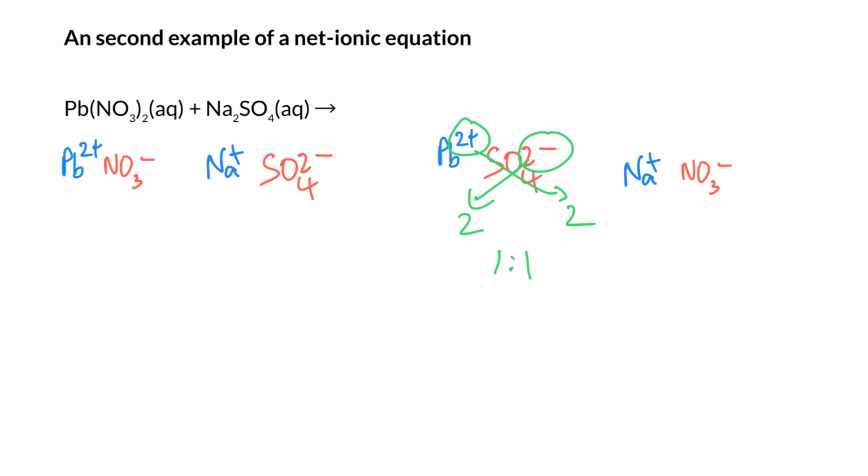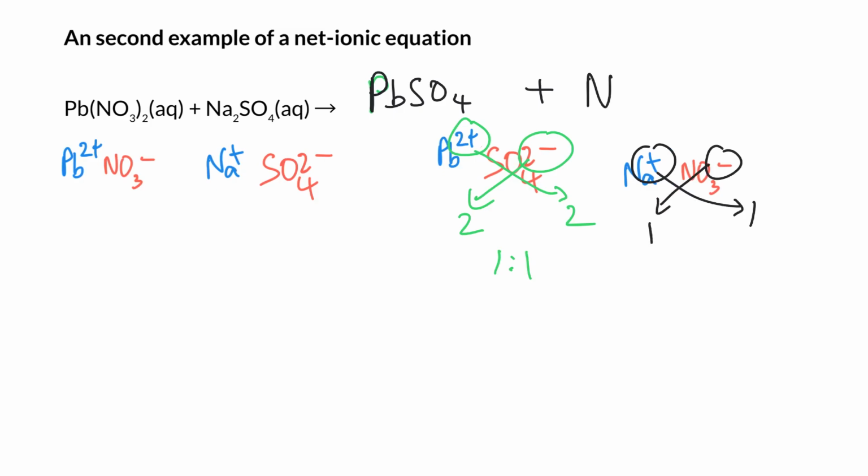So on the line above, we can replace that. And I don't know about green. So how about we write it in black? So PbSO4. And then again, the sodium nitrate. So that's a 1, and that's a 1. So that's pretty easy. So that's NaNO3. And we have to balance the equation.